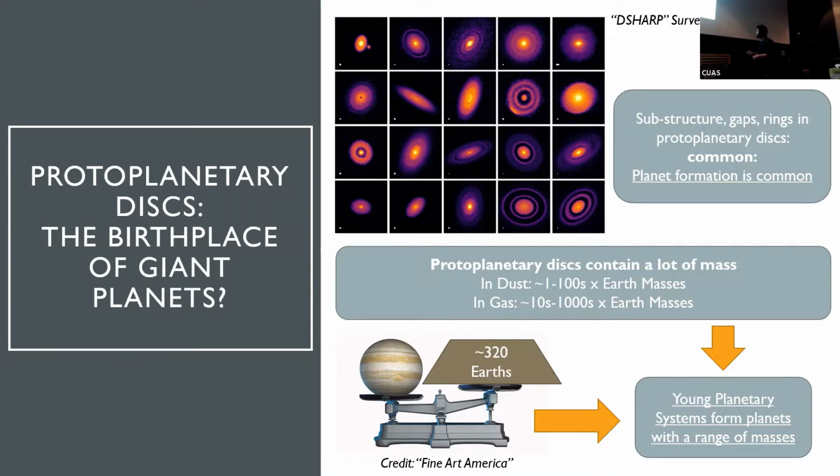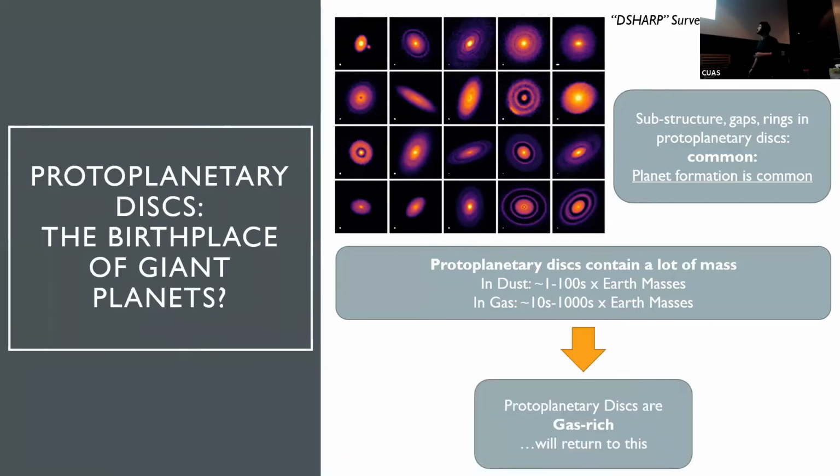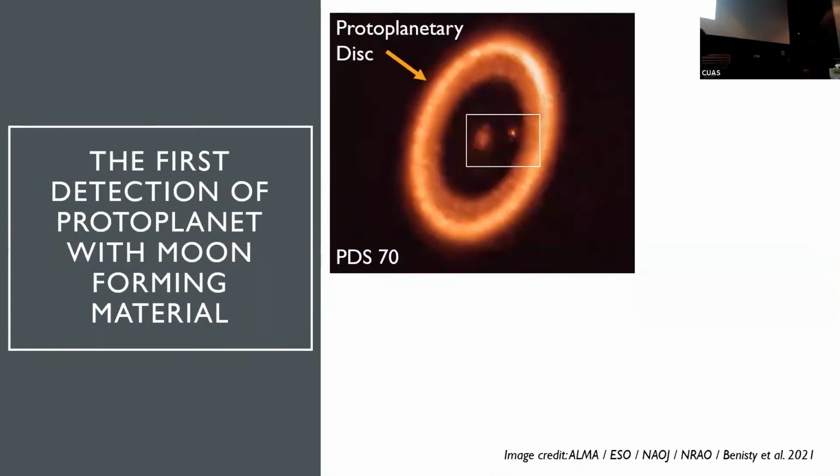That means that young planetary systems form planets with a range of masses. And it's basically set at this stage here. It's set by how much material has fallen onto the star, or been blown out of the system, of course. So protoplanetary disks are gas-rich, and I'll explain shortly why that'll become quite important. What I wanted to do briefly, though, is discuss in short a result that came out this summer. So ALMA, again, I'm going to say ALMA a lot in this talk. ALMA again looked at a protoplanetary disk around a star called PDS 70.